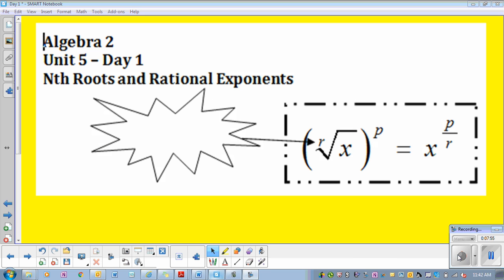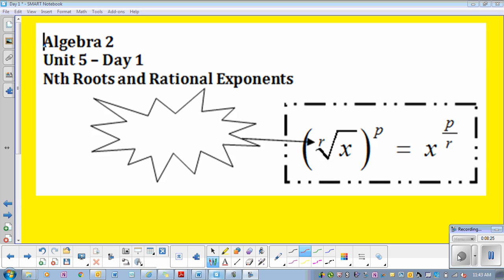All right, so day 1 in unit 5. We're going to talk about something called nth roots and rational exponents. If we say rational exponent, you should automatically think fractions. Rationals is like ratios, fractions, right? So you're going to have fractions in your exponents. That's basically what we're going to be talking about.